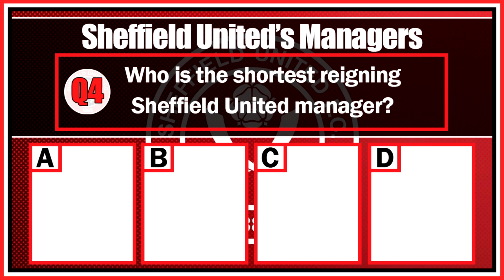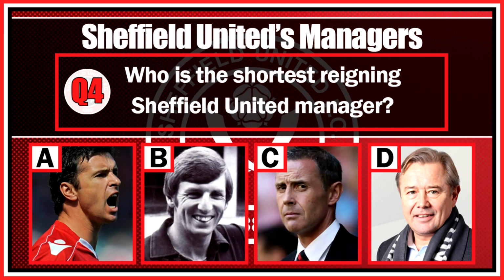Question number 4. Who is the shortest reigning Sheffield United manager? Was it A. Gary Speed? Was it B. Martin Peters? Was it C. David Weir? Or was it D. Adrian Heath?